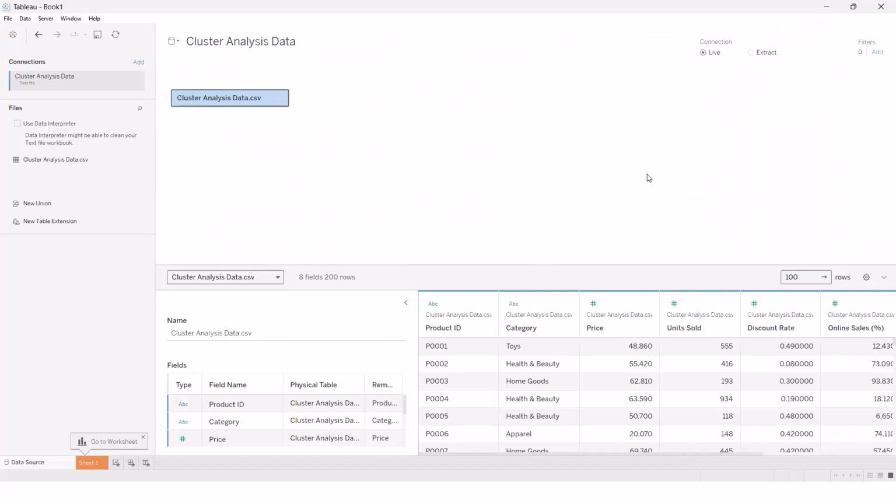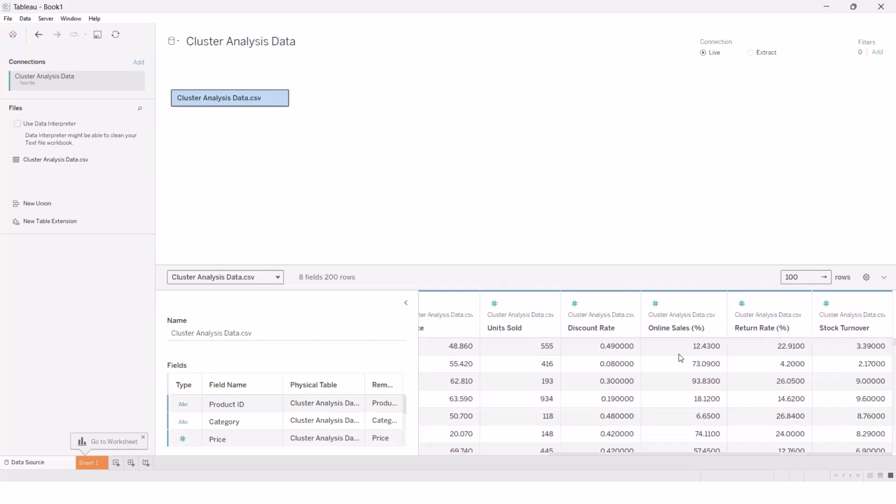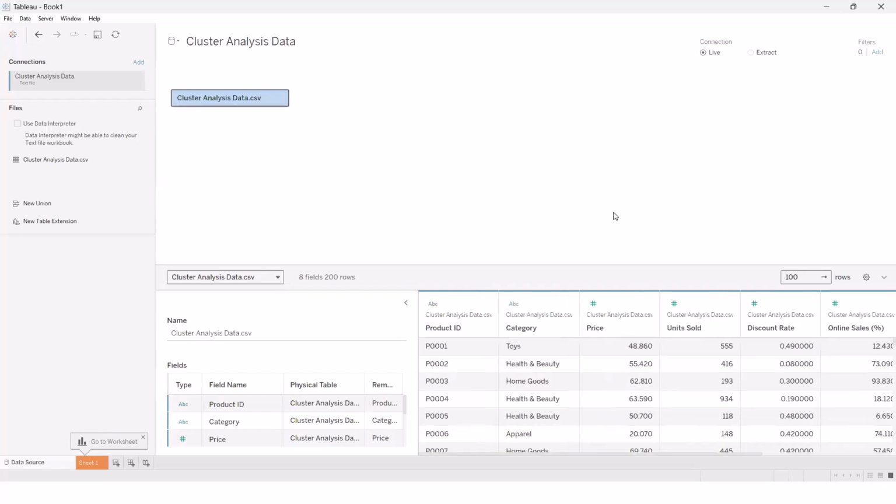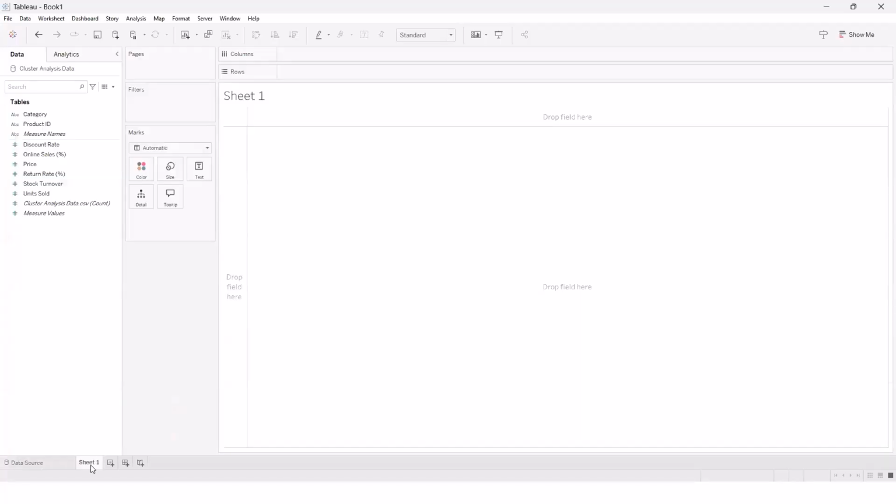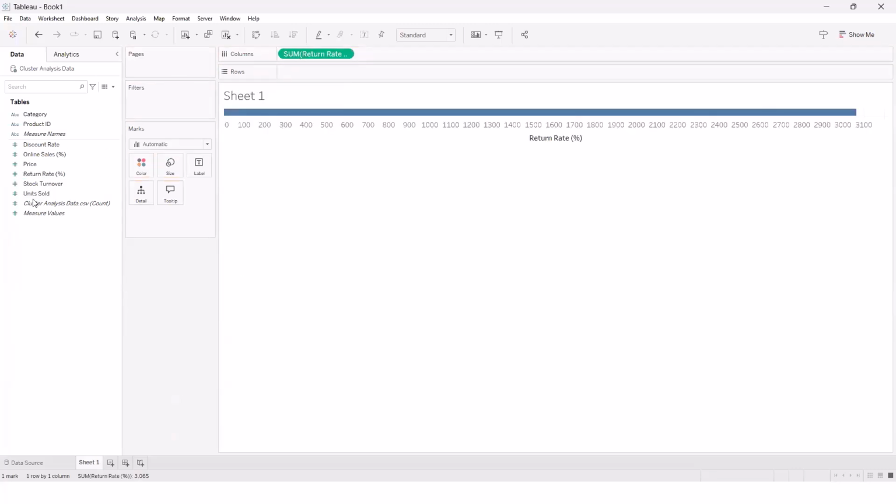Here, I've loaded the data from your homework assignment into Tableau. As always, we want to be very sure that Tableau has correctly read in the types of data we have. Tableau requires at least, well, any program requires at least two continuous variables to engage in cluster analysis. For this video demonstration, I'm going to use return rate and units sold.